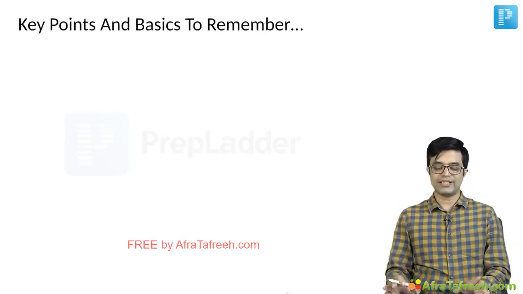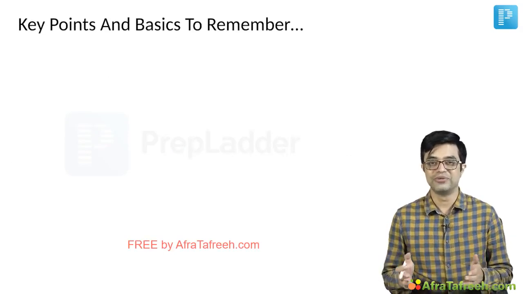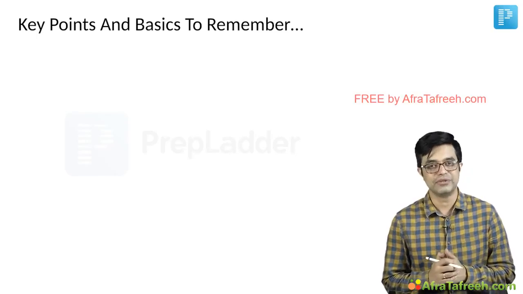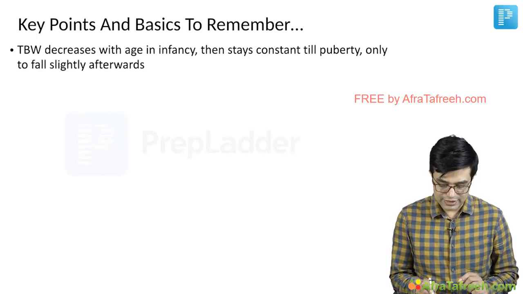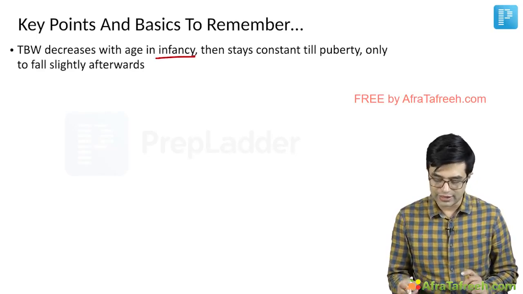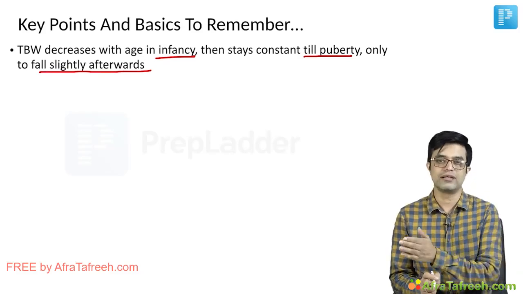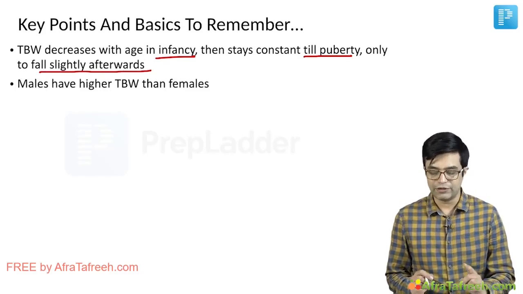So what are the key points and basics from this module, this dry drab module, no images, nothing, but important in its own sense that you need to remember. First, total body water decreases with age in infancy, then stays constant till puberty, only to fall slightly afterwards, and throughout adult life it remains normal. Males have a higher total body water than females.